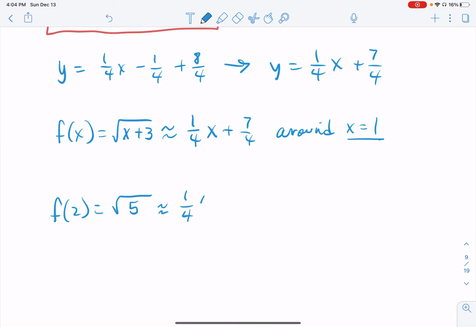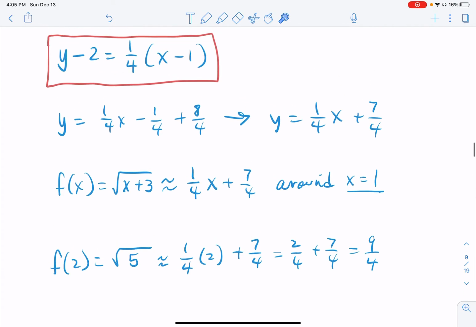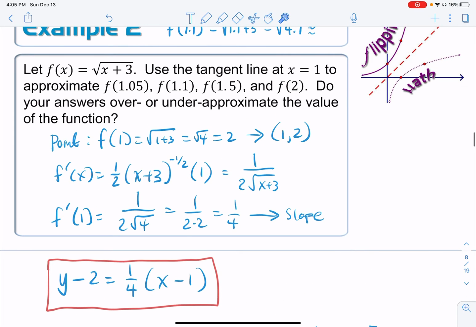Anyway, 1/4 times 2 plus 7/4, which is exactly 2/4 plus 7/4, which is 9/4. Well, there you go, as an approximation for the square root of 5. Now, to be quite honest with you, going out this far is probably not the best idea, but that was just the easiest one to plug in by hand.